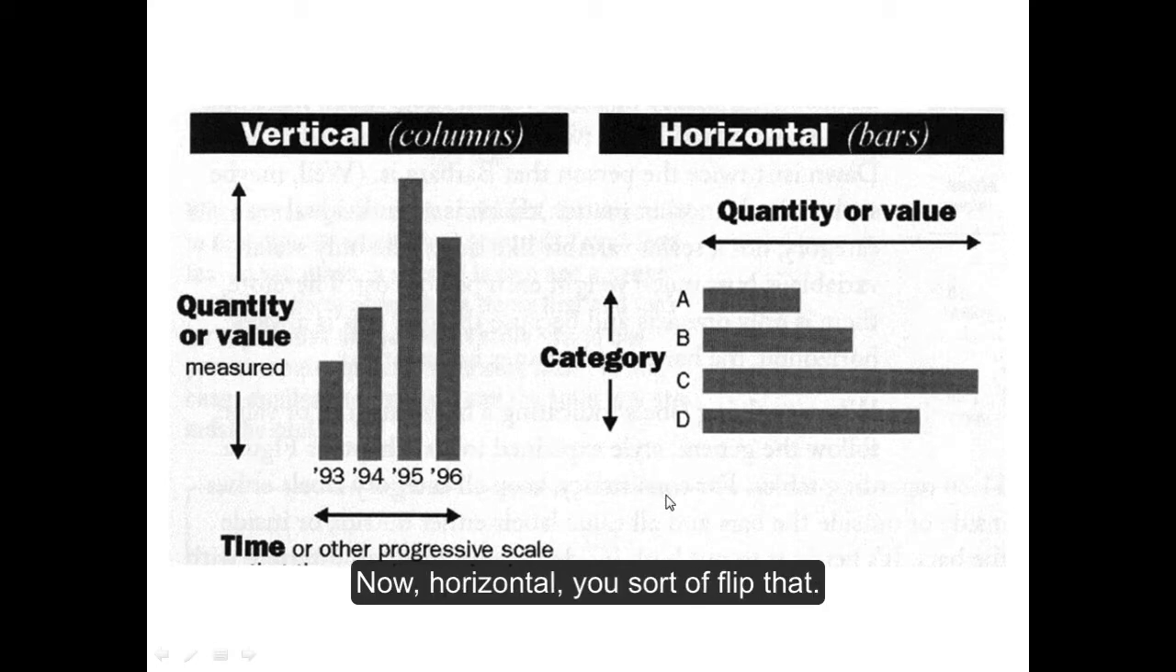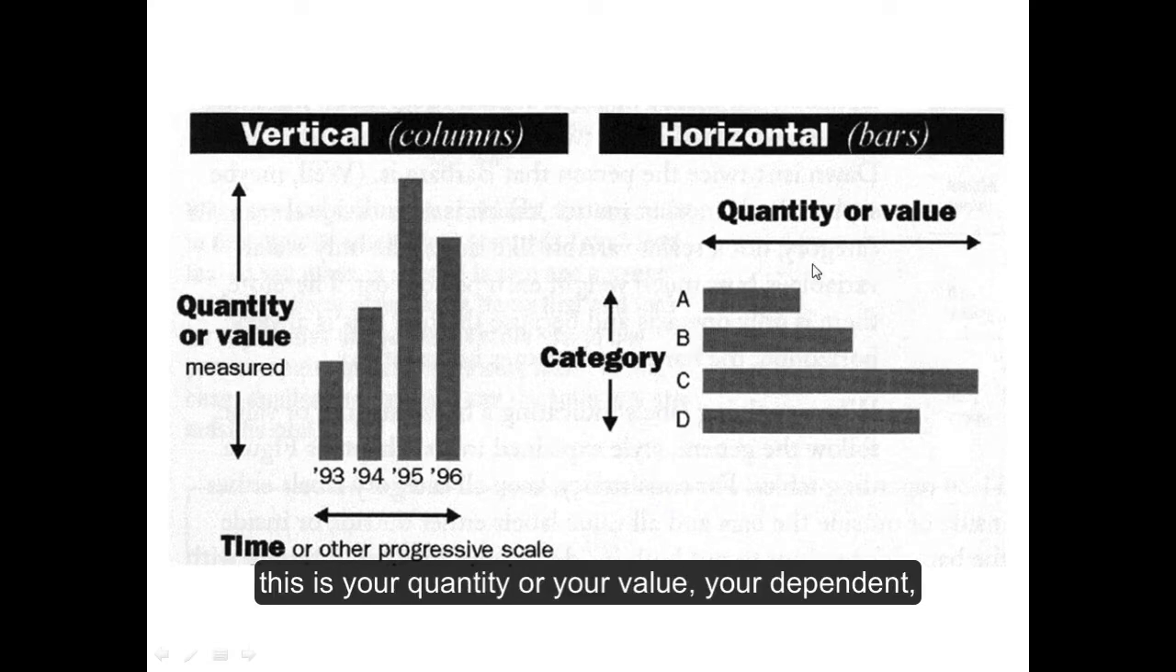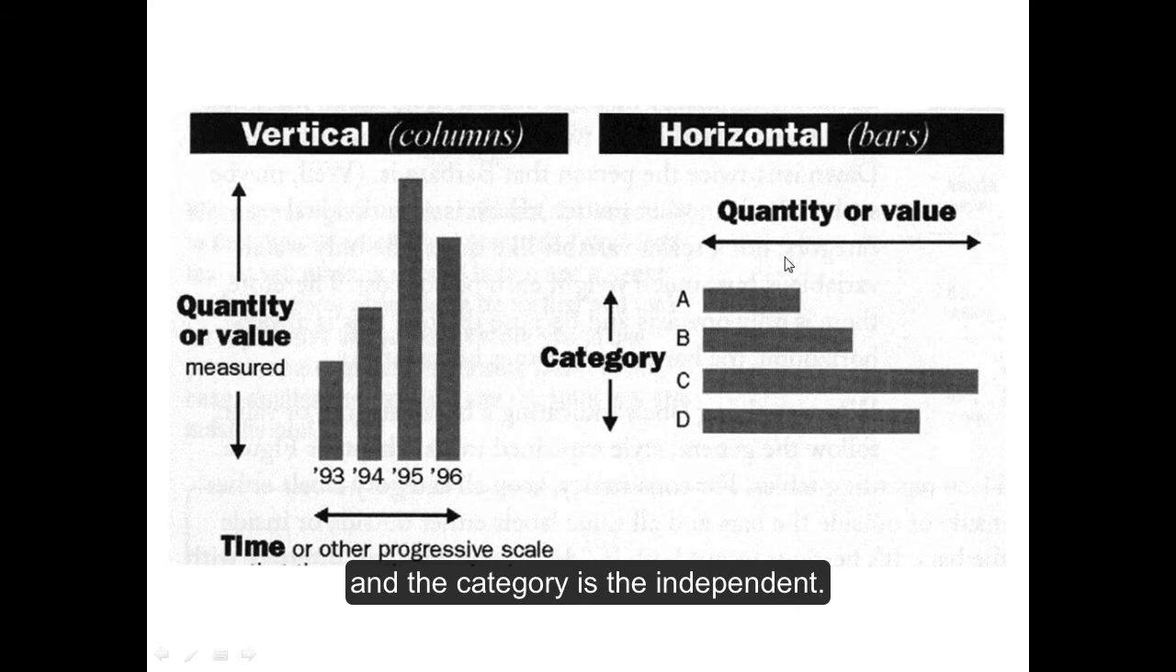Now for horizontal, you sort of flip that. If your bars are going from left to right, this is your quantity or your value, your dependent, and the category is the independent. That's the thing that is measured in terms of. Okay?